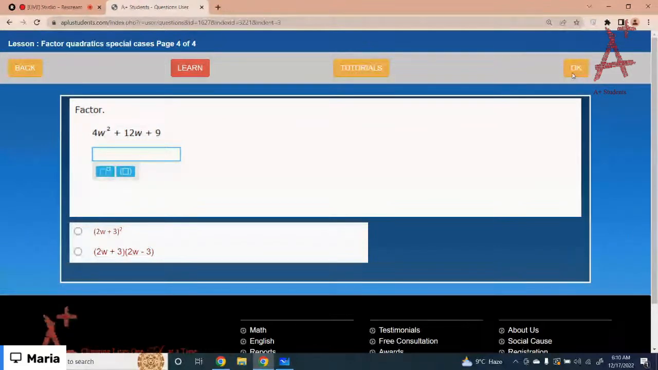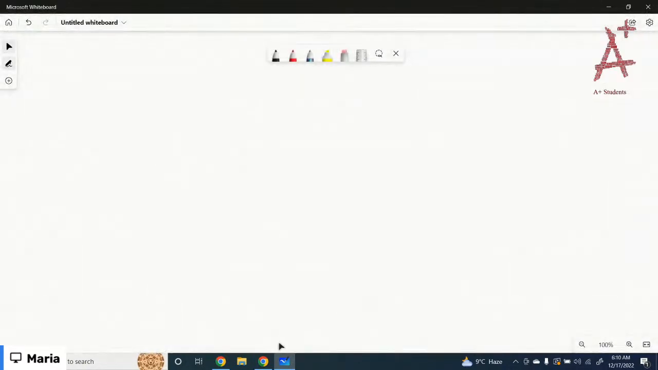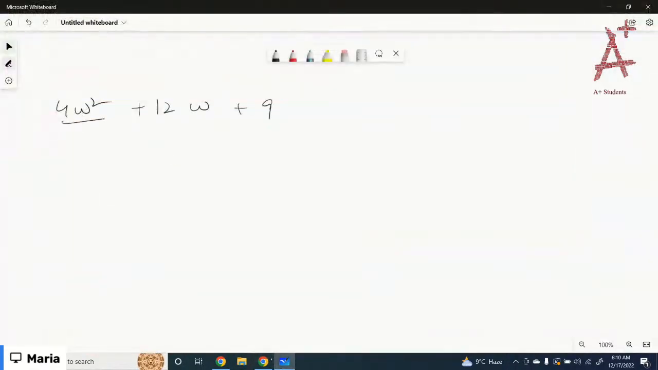Okay, the next one is 4w square plus 12w plus 9. If you know the answer, please write the answer in the chat box. Okay, so 4w square is the square of 2w, and 9 is the square of 3.